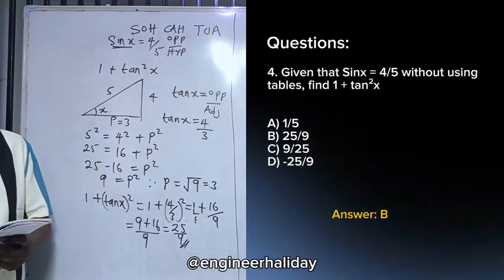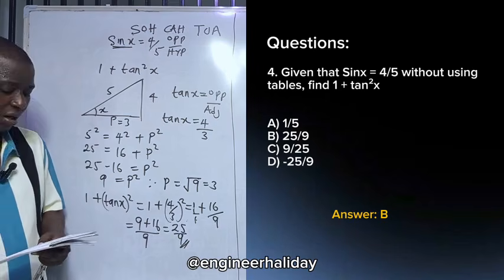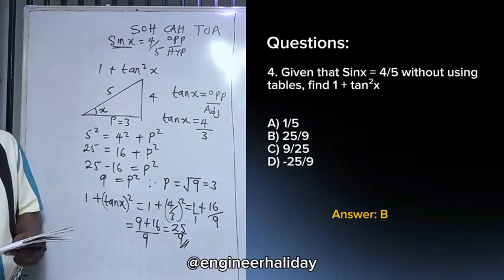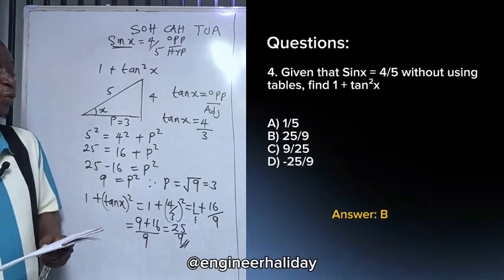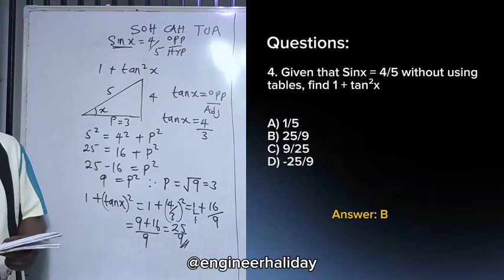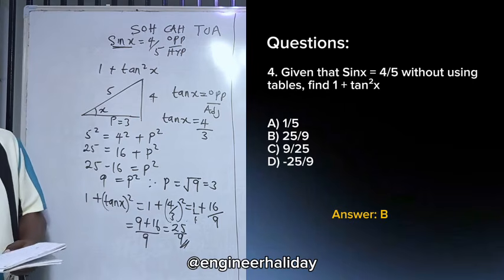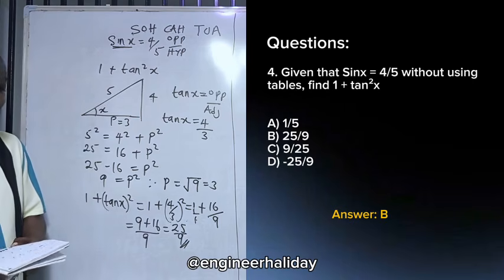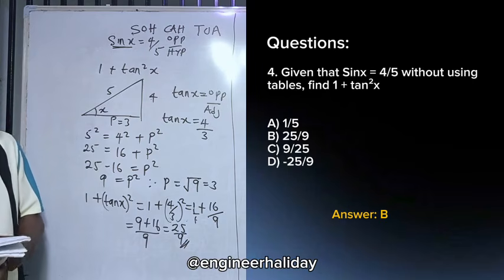25 over 9. C says what? 4 over 3. D says what? 9 over 25. C, 9 over 25. And D says minus 25 over 9. So the answer to that question is B, 25 over 9.